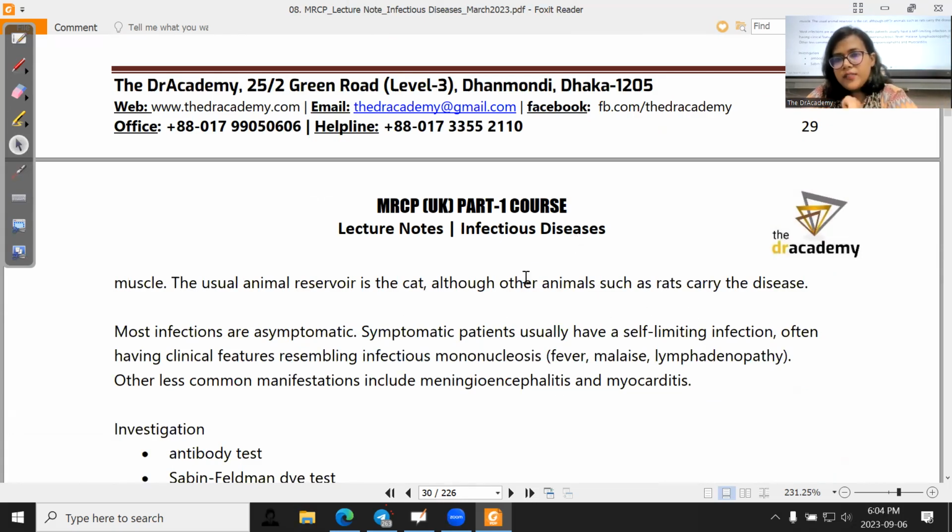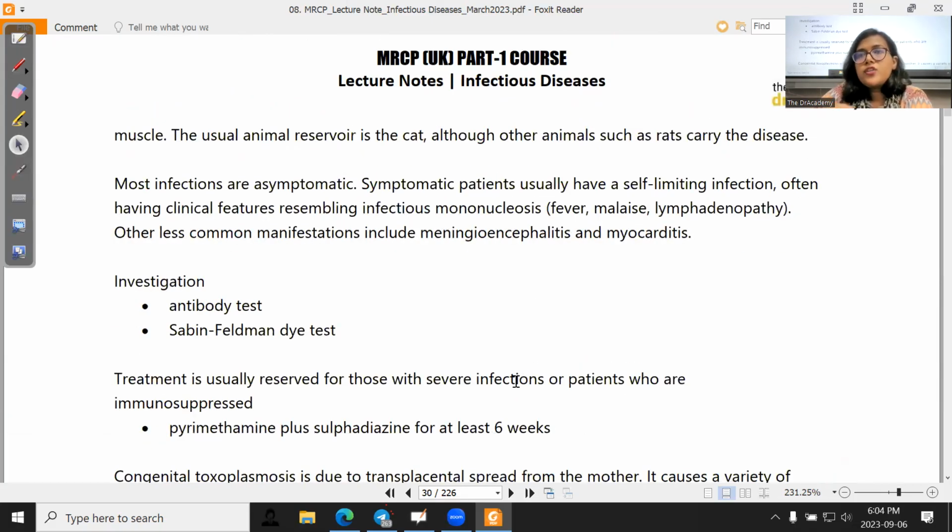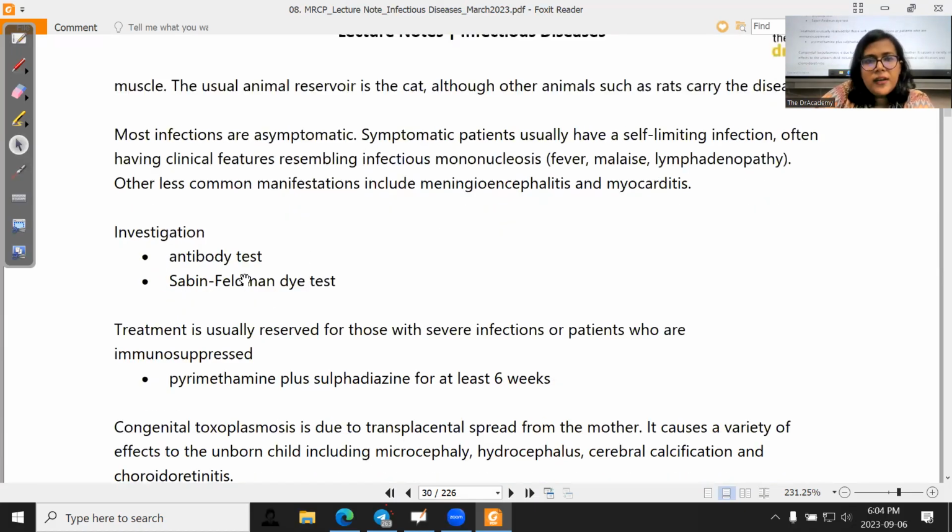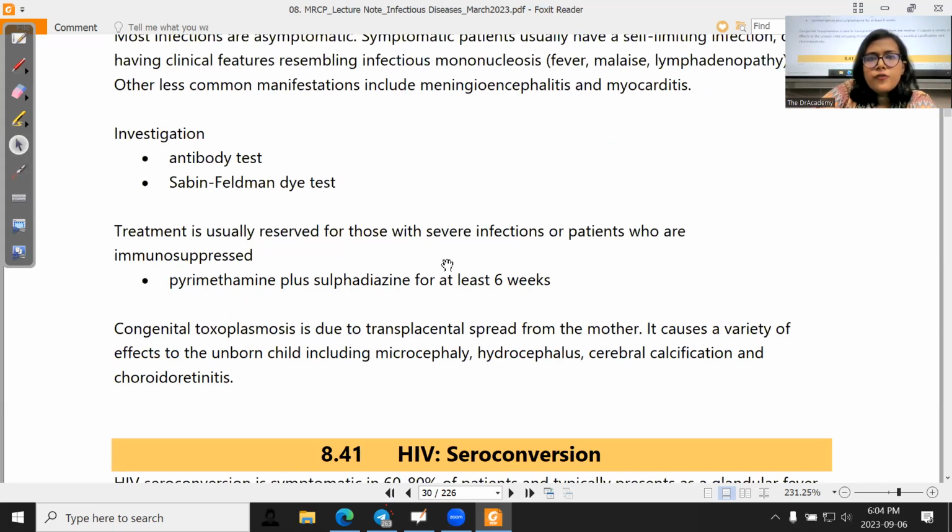Most infections are asymptomatic and self-limiting. However, in immunocompromised patients, it can cause severe manifestations. One of the commonest complications, in HIV patients, is meningoencephalitis showing ring-enhancing lesions. It can also affect the heart, causing myocarditis. Investigation: antibody test and Sabin dye test. Treatment is reserved for those with severe infection, symptomatic patients, and patients who are immunocompromised. Treatment is with pyrimethamine plus sulfadiazine for at least 6 weeks.